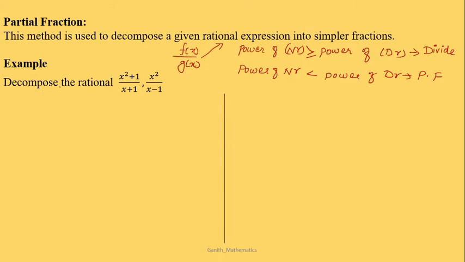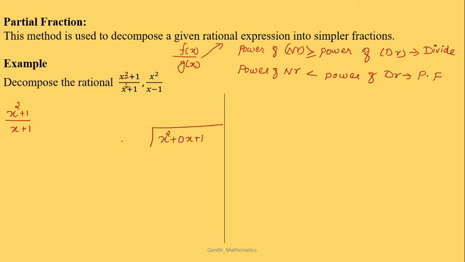So decompose this rational. Look at this rational: the numerator power is 2, the denominator power is 1. The numerator power is greater than the denominator power, so we are going to use the normal division. Normal division you did in your school days, but you might have forgotten it now. So this x square plus 1 is in the numerator, and we take that inside the division. There is no x term, so you have to consider it as 0x, and there is a constant term, that is 1.